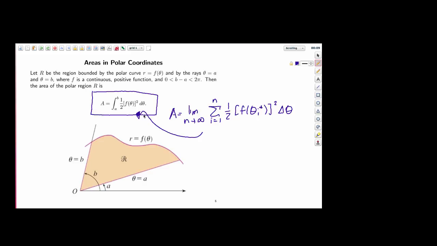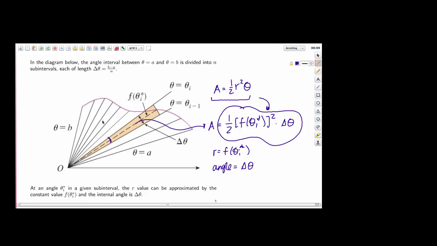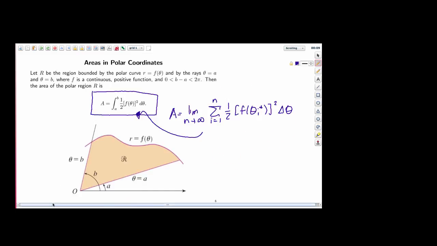The important point is to remember this formula, be able to use it in some examples, which we'll do next, and have a general idea of how we obtain the formula, which is just like the ordinary case. We divide our region up into subintervals and then use geometry to find the area of each piece. Finally, we take a limit as n goes to infinity, which gives us our Riemann sum, which gives us our integral.